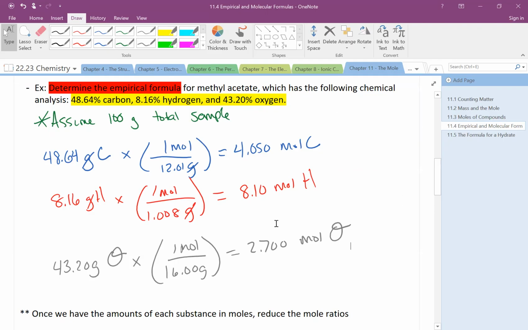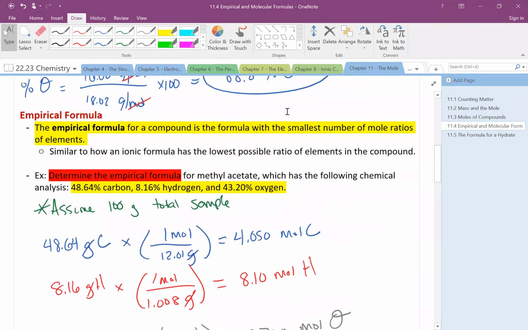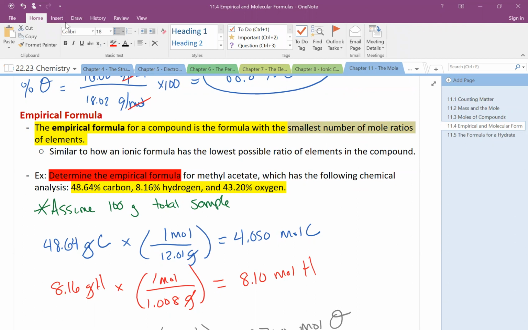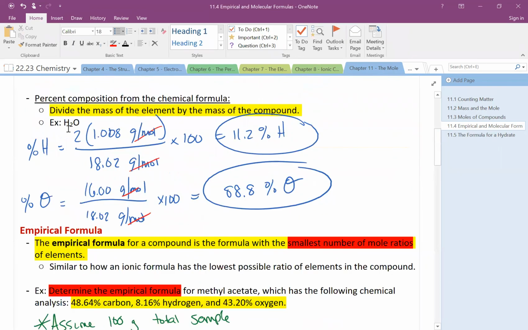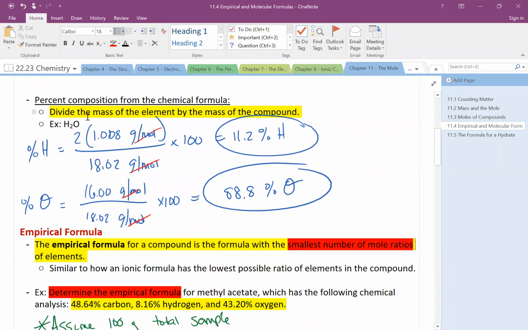hydrogen, and oxygen. Now, you guys know from, of course, the definition of an empirical ratio or an empirical formula, we're dealing with the smallest number of mole ratios. And so just like in a chemical formula, H2O for water is telling you that you have a ratio of 2 hydrogens for every 1 oxygen.